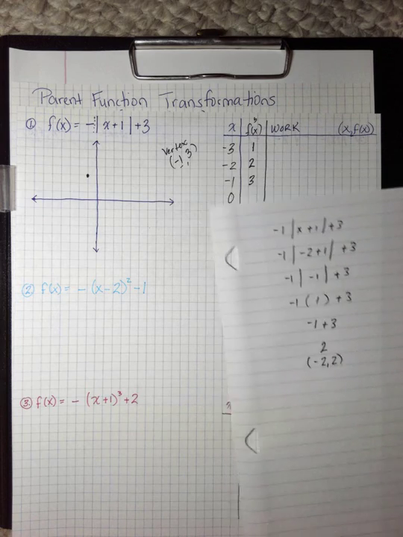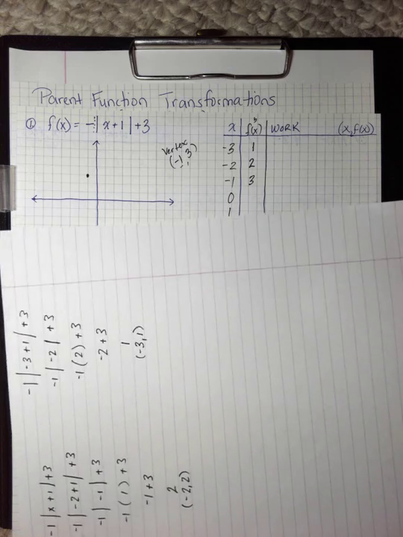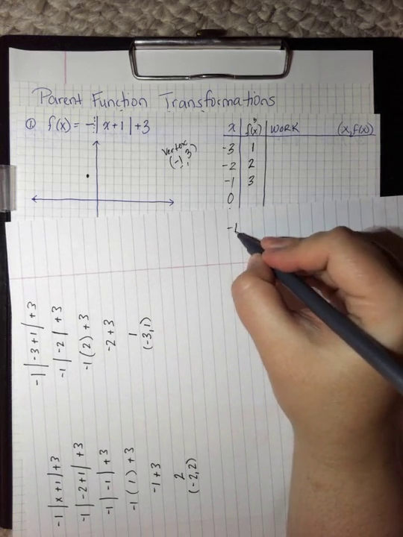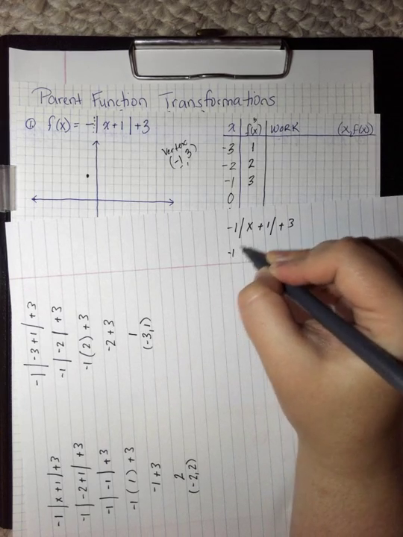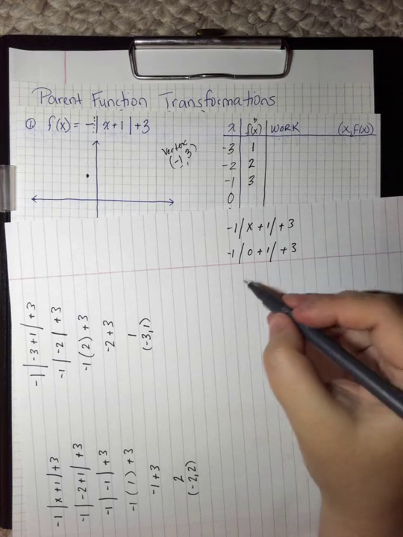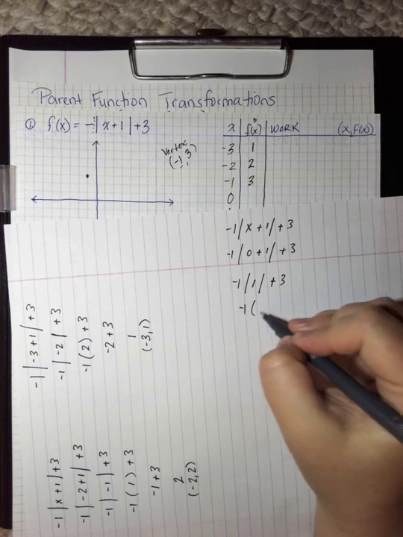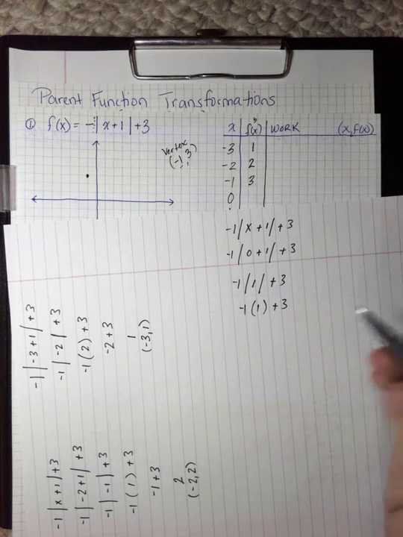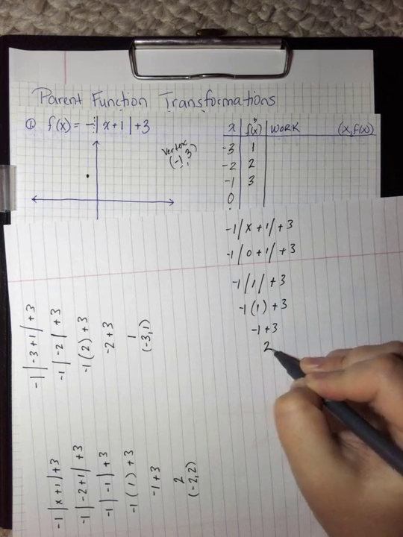Alright. I already know what my -1 is. That was my vertex. Now I can look at plugging in 0. Well, again, taking my function, plug in 0 in place of the x. PEMDAS says inside first, so 0 plus 1. I get a 1 inside. Use the absolute value. Absolute value of +1 stays a +1. Then multiply. I get a -1 plus 3, which gives me a 2.